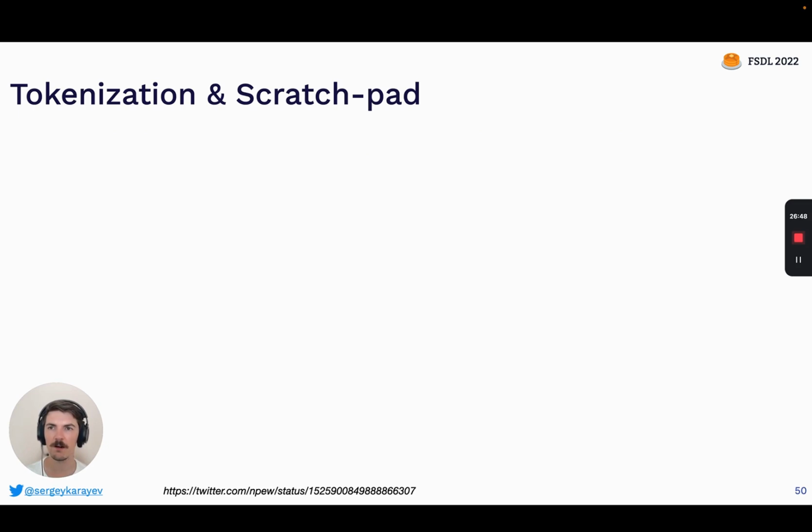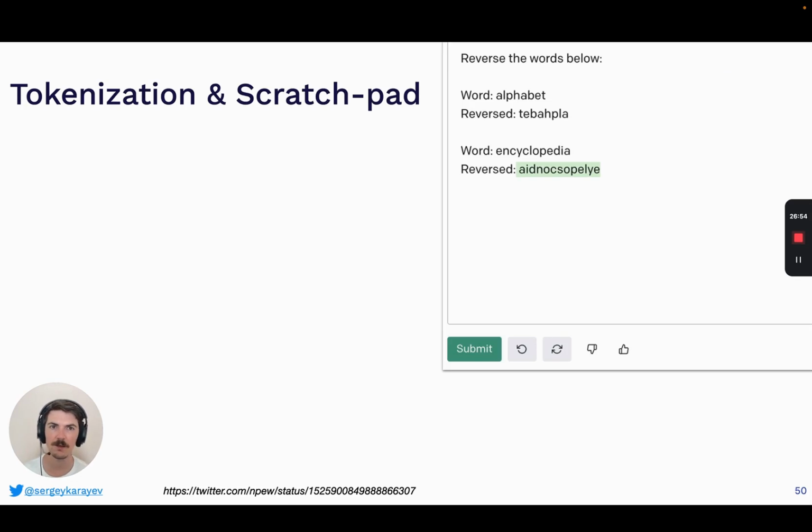The first thing I want to cover is this idea of tokenization and the scratchpad. So let's say this is the task. Okay, reverse the words below. We give one example, so one shot. Word, alphabet, reversed. Okay, it's reversed. And then word encyclopedia, reversed. And then we notice that GPT-3 fails to actually reverse it correctly.